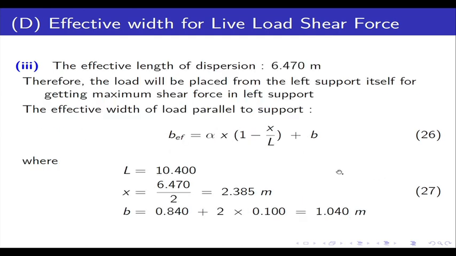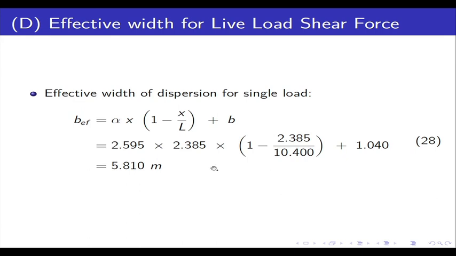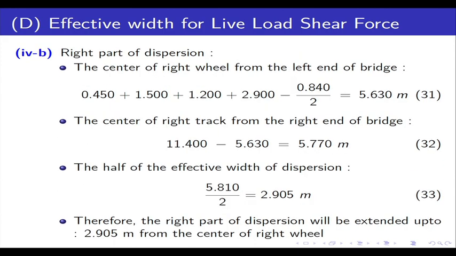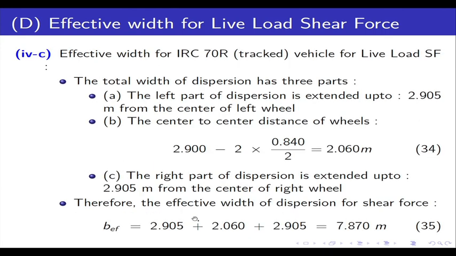In the same fashion we are getting this one also, the dispersion, that 5.81 meter we have got for single load. Then in similar fashion we have got it for both the tracks, for the full vehicle we have to consider, and which we can find out here, the 3.57 and 2.905. So we can take this particular one here. Similarly for the right part also we can find out, and then we are getting effective depth 7.87 here.